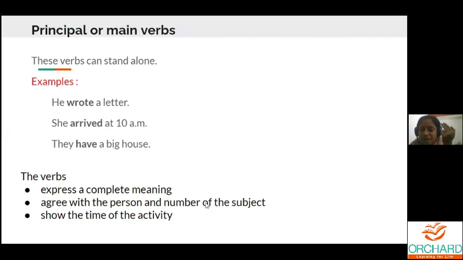subject. If it is singular, singular form of verb. If it is plural, plural form of verb. You have seen it, right? Subject verb agreement. And show the time of the activity, whether it is in the present or past or future. Can you tell me the verbs we have found from the sentences in the video? Underline the verbs in the sentences and tell me what the verbs are.